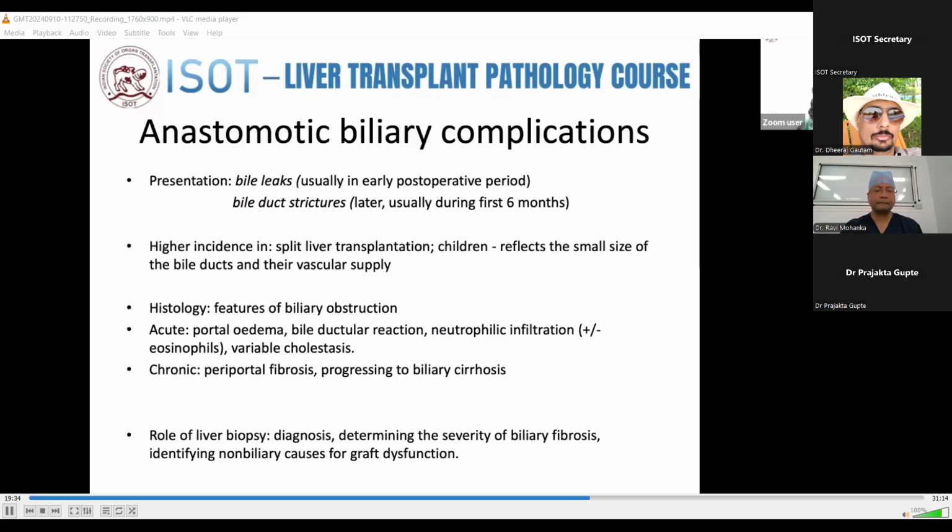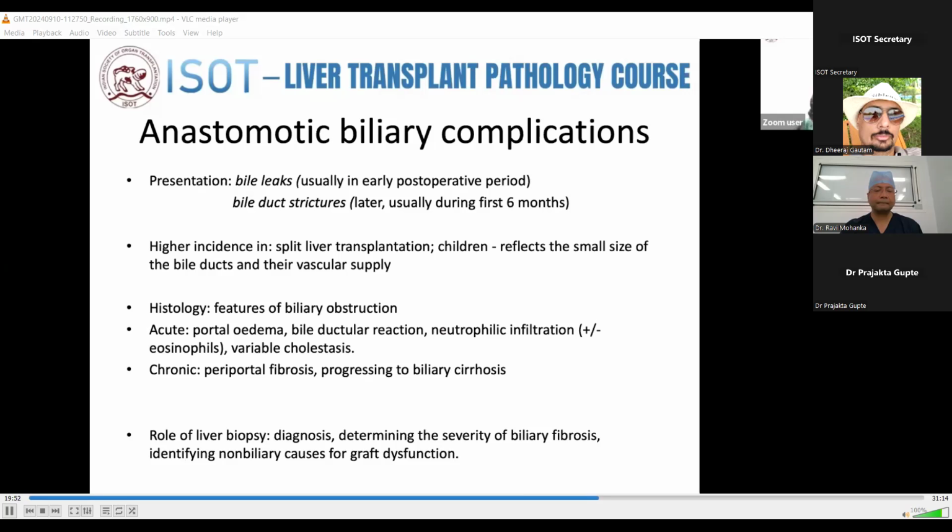A higher incidence would be seen in split liver transplants and in children due to the smaller size of bile ducts and their vascular supply. Histologically, we are going to see features of large bile duct obstruction. In the acute phase, we will see portal edema, bile ductular reaction. We may see neutrophilic infiltration with or without eosinophils and variable cholestasis. In the chronic phase, we would see periportal fibrosis and that may progress to biliary cirrhosis.